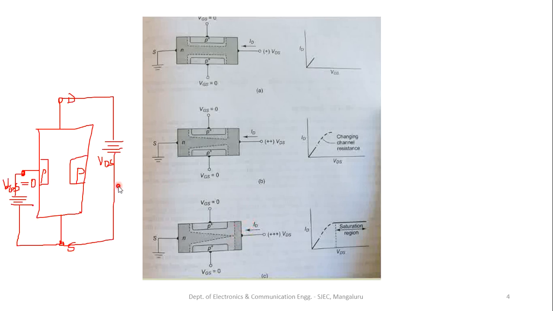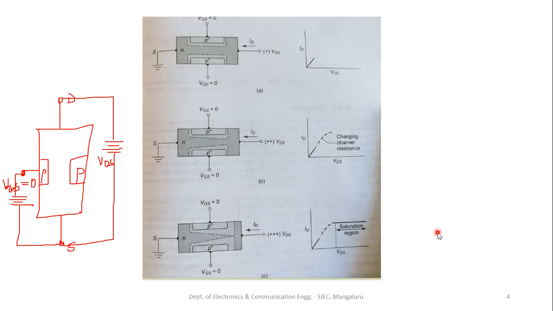So this is the case when VGS is still 0, but we have increased the VDS greater than the previous case. So here the current is constant at this particular region. So this region is called the active region. Whereas this particular region over here, when your VDS is less, is called the ohmic region.